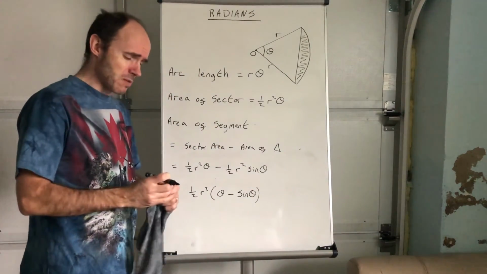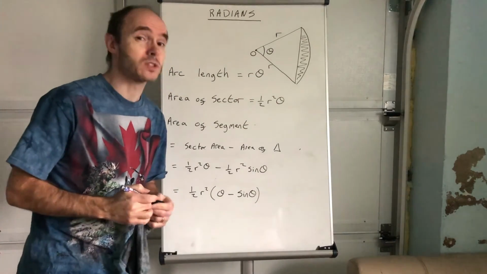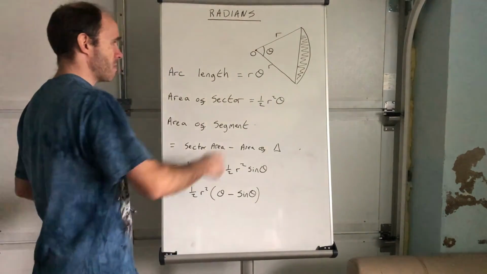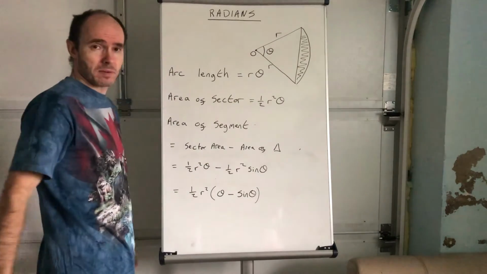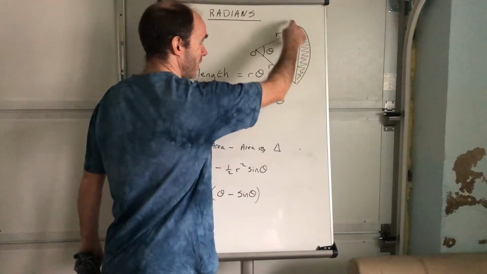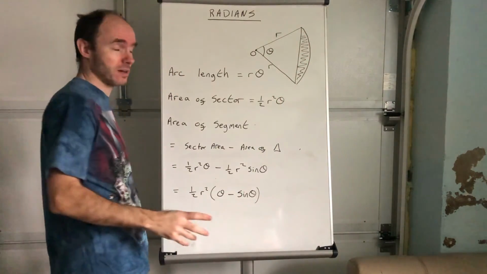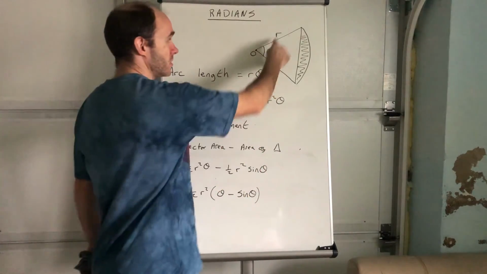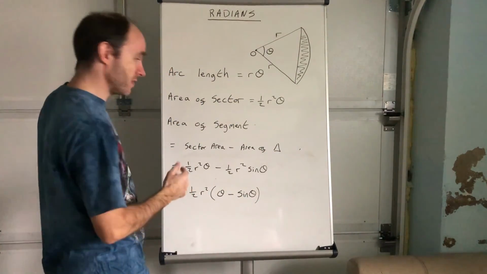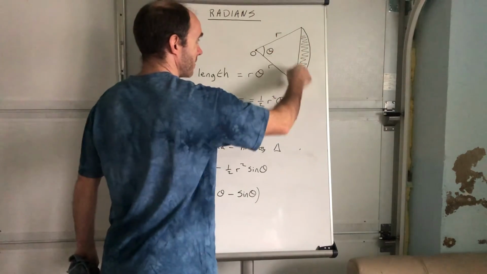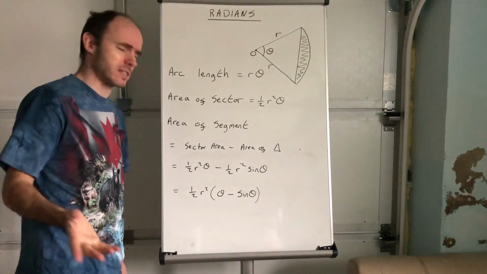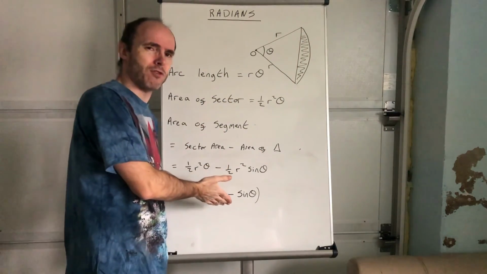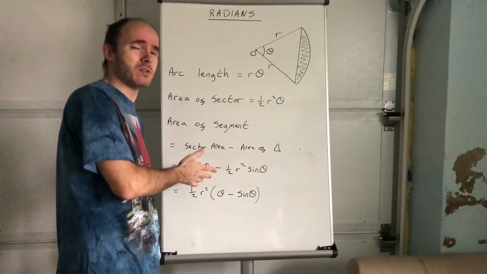If you can't remember that formula, do not worry, as long as you remember these two. You can work out the area of the whole thing, the sector, and then you need to remember the area of the triangle formula. You work out the triangle, and then you just find the difference. So you don't actually have to remember that formula. If you do, it's helpful, but if you don't, as long as you remember the technique.